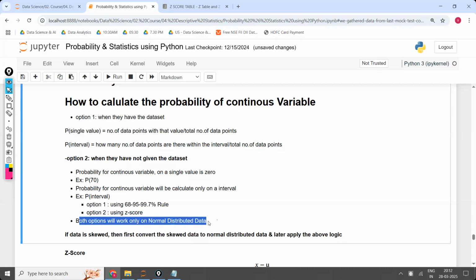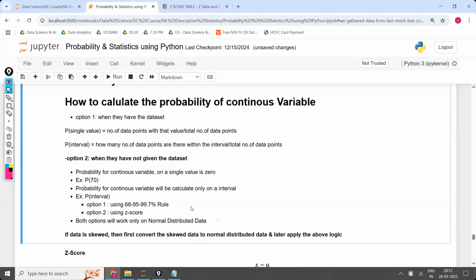If the data is not normally distributed, meaning skewed data is there, first you have to convert it to normal, and after converting, then you do this. Sir, how to convert? That is next class. Okay, we'll discuss one by one. The conversion part is next. Sir, without conversion, how can we calculate all these things?